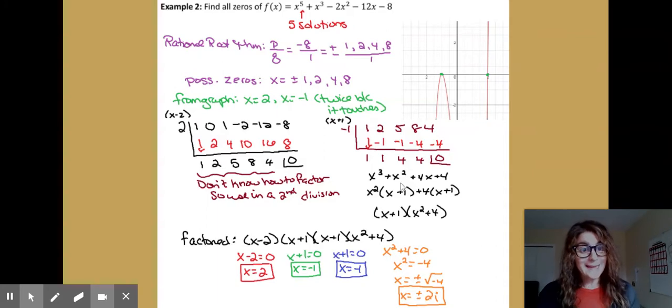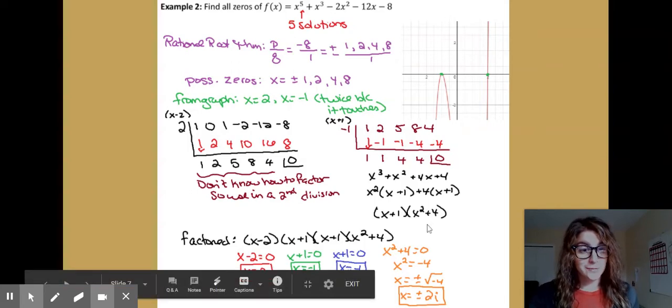and it gets me to a point where I can actually factor, right? I have 1, 1, 4, 4. I can factor x cubed plus x squared plus 4x plus 4. I can break it down. I have x plus 1 and x squared plus 4. And then from there, I can simply solve it, okay?